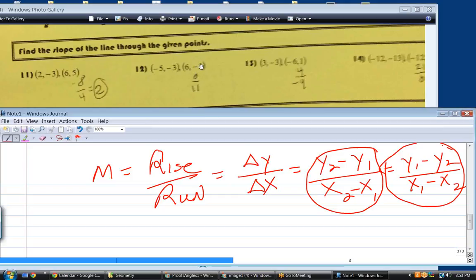All right? The moment you know that the top is 0, you're really done. I don't even care what the bottom is, because if the numerator is 0, then the slope is 0. Okay. And that is a horizontal line. Horizontal lines have slopes of 0. Okay, hold on.